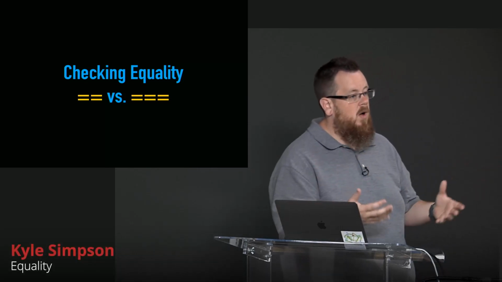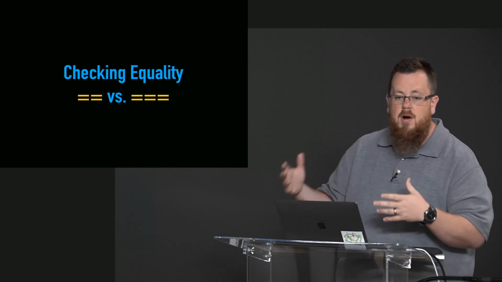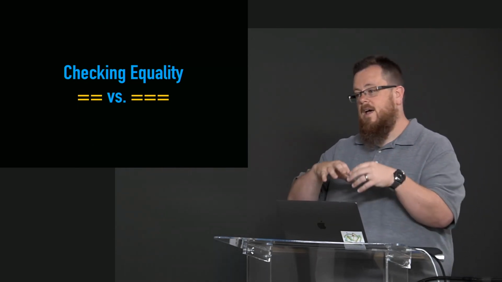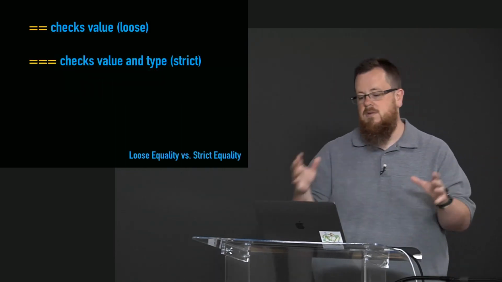Now let's talk about equality, the third topic underneath types and coercion. You've probably heard about the double equals versus the triple equals, and you've probably heard, as most people say, that we should just avoid the double equals altogether and only use the triple equals.